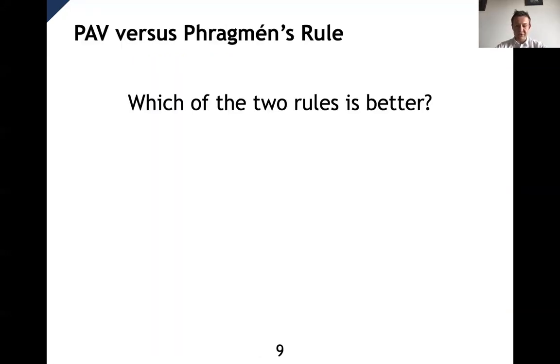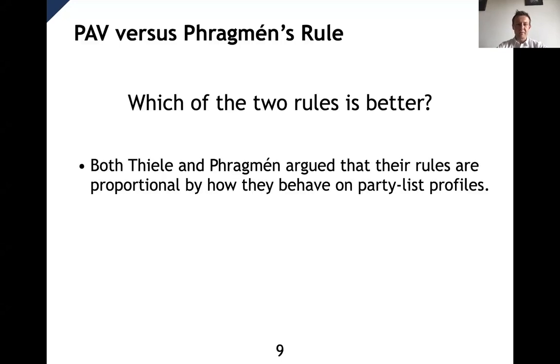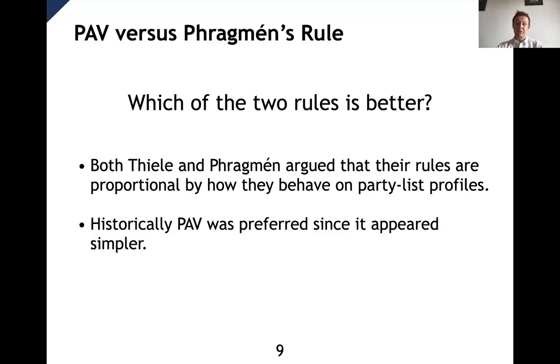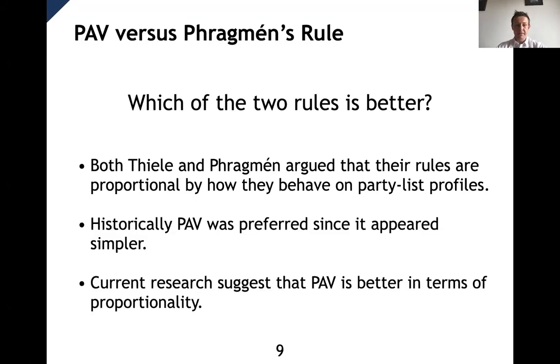This is a very intriguing question. Initially, both Thiele and Phragmén argued that their rules are proportional, and the arguments that they used were based on the fact that these rules behave well on well-behaved profiles. For example, for profiles where the approval sets of any 2 voters are either the same or disjoint, that is, the profiles with this very nice structure that I started my presentation with, for these profiles, both of these rules will behave as expected. Historically, PAV was preferred since it appeared simpler, and current research suggests that PAV is superior in terms of proportionality.